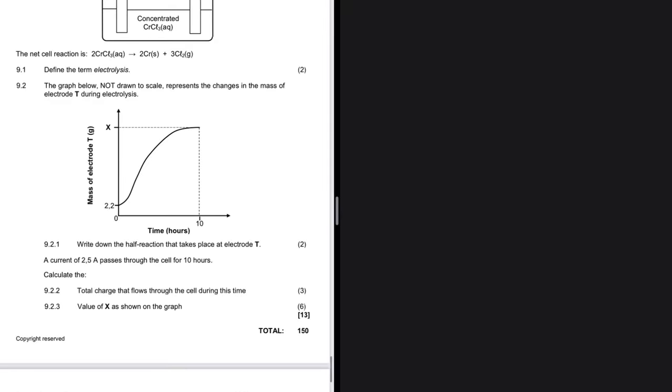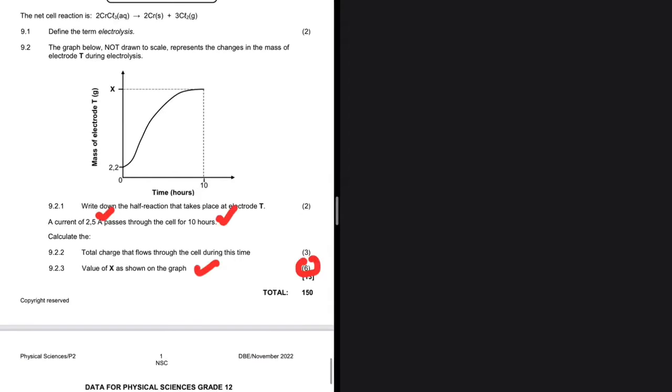This is quite a unique and special question, more especially when you take a look at 9.2.3. We're supposed to calculate the value of X as shown on the graph for 6 marks. What is the information we have? We have the current, which is 2.5 ampere, and the time, which is 10 hours. How do we go from current and time to X on the graph, which is basically the mass of the electrode? Well, you're about to find out.